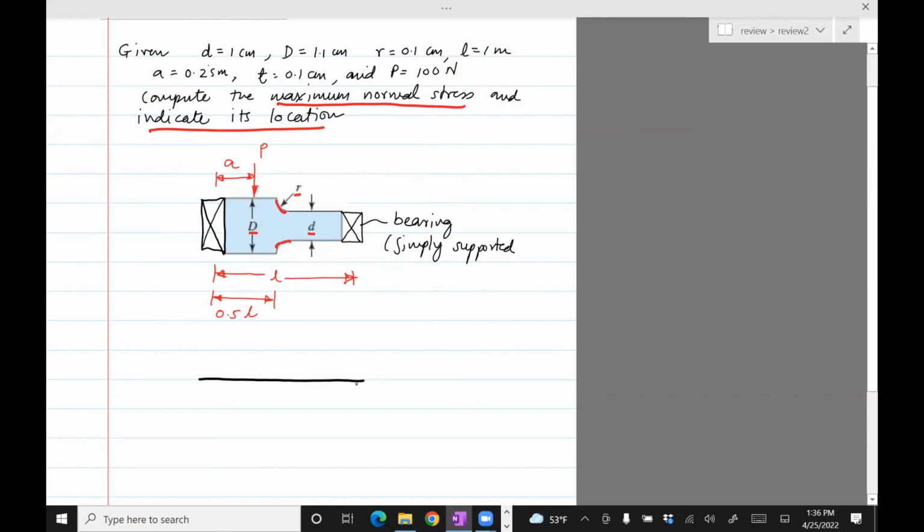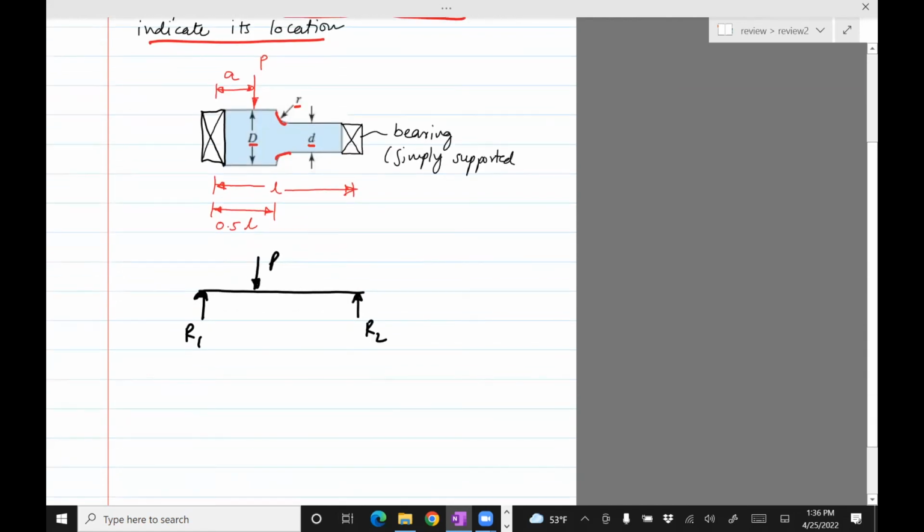So beam. Let's call the reactions R1 and R2, and then it's of course loaded here. Since we are asked to find the maximum normal stress, we again go through the same process: draw the shear force diagram and the bending moment diagram. Once we have those two diagrams, we can ask ourselves where the maximum normal stress will occur, and use that for computing the corresponding normal stress.